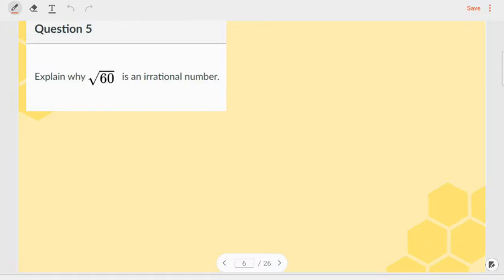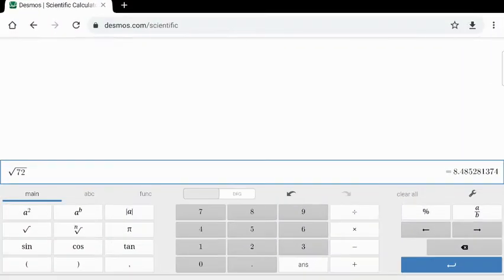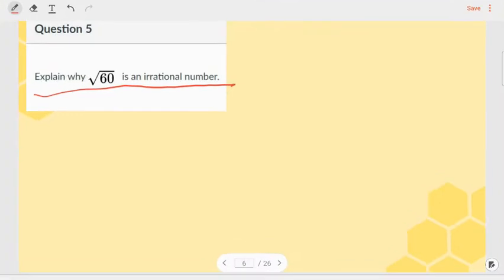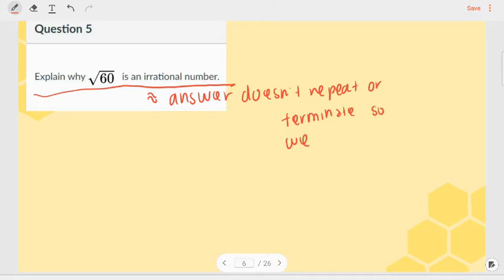All right, question number 5. Explain why the square root of 60 is an irrational number. That's similar to why the square root of 72 on the previous question was irrational. When I type square root of 60 into my calculator, I get 7.745, and my answer doesn't repeat or terminate, so we can't write it as a fraction.